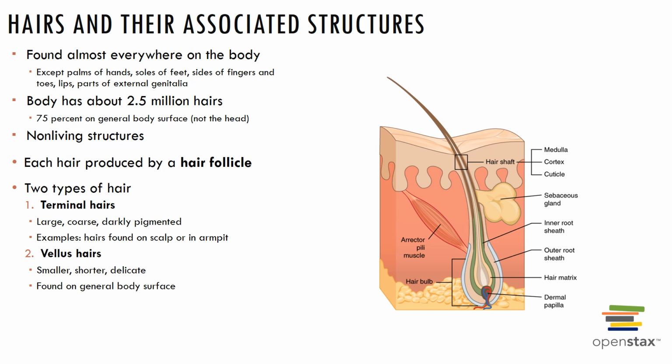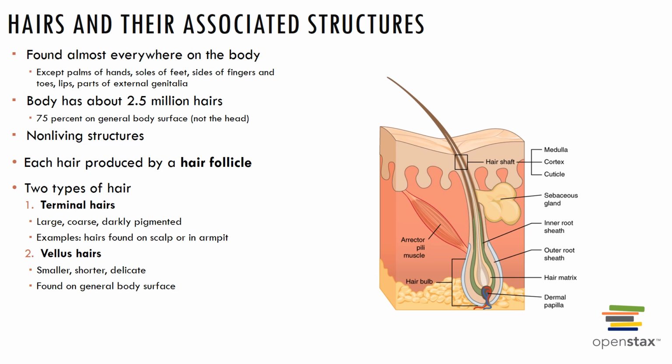Now there's two types of hair. Terminal hairs, which are large, coarse, and darkly pigmented, found in our scalp and our armpit, and vellus hairs, small, shorter, delicate, found on the general body surface.